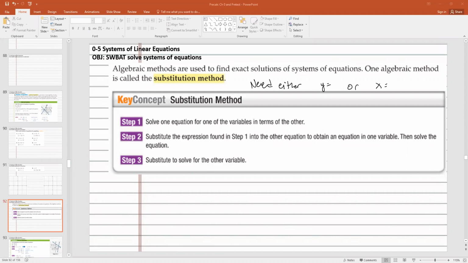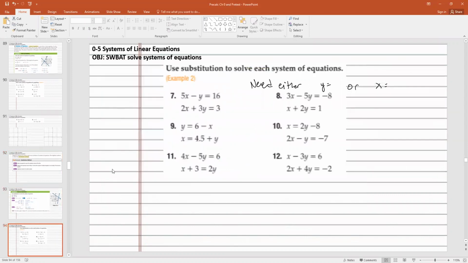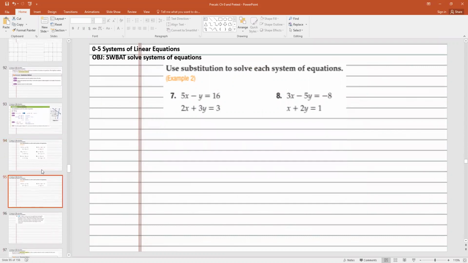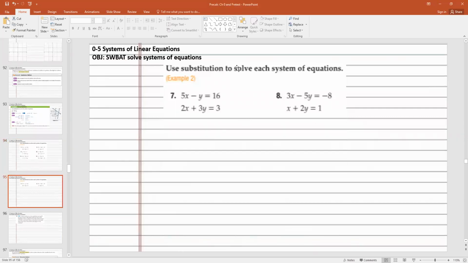So here we go. There's an example. And here are some problems that we're going to look at. Okay, so first you want to check to see which one looks like it's easy to solve for y or x. I would say this number 7, this first equation looks good. We can solve for y easily. Okay, so solve for y or x.